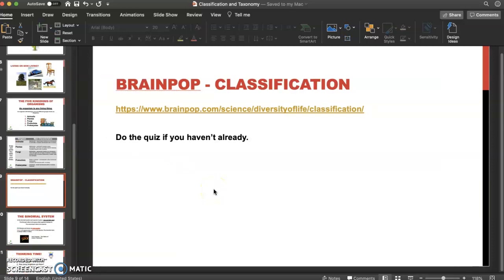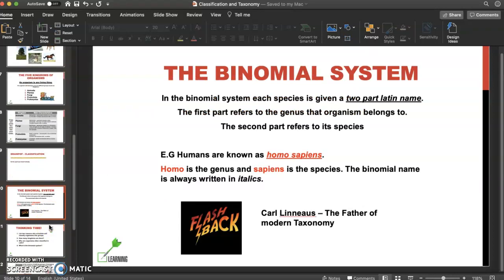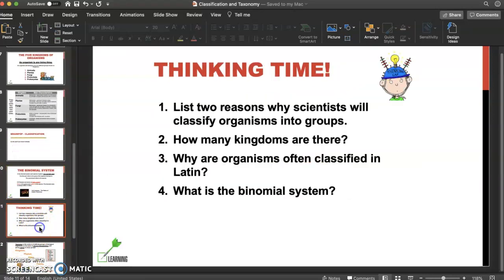Slide 9 has a link to a BrainPOP quiz on classification. Now, you may have touched on this quiz yesterday, you may not have, but I would like you to have a go. Even if you have already done it, see if you can beat the score that you got yesterday. Once you've done this, keep working through the PowerPoint and taking notes where appropriate until you get to slide 11.